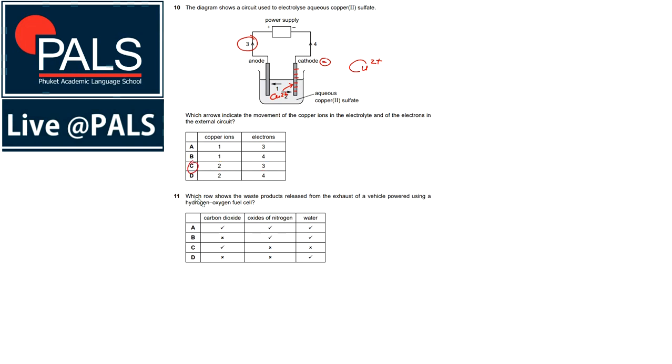Correct answer is C. Which row shows the waste products released from the exhaust of a vehicle powered using hydrogen-oxygen fuel cell? In a hydrogen-oxygen fuel cell, the two combine to form water, and that is the only product that is released from the exhaust from a car powered by a fuel cell. So the correct answer here is D.